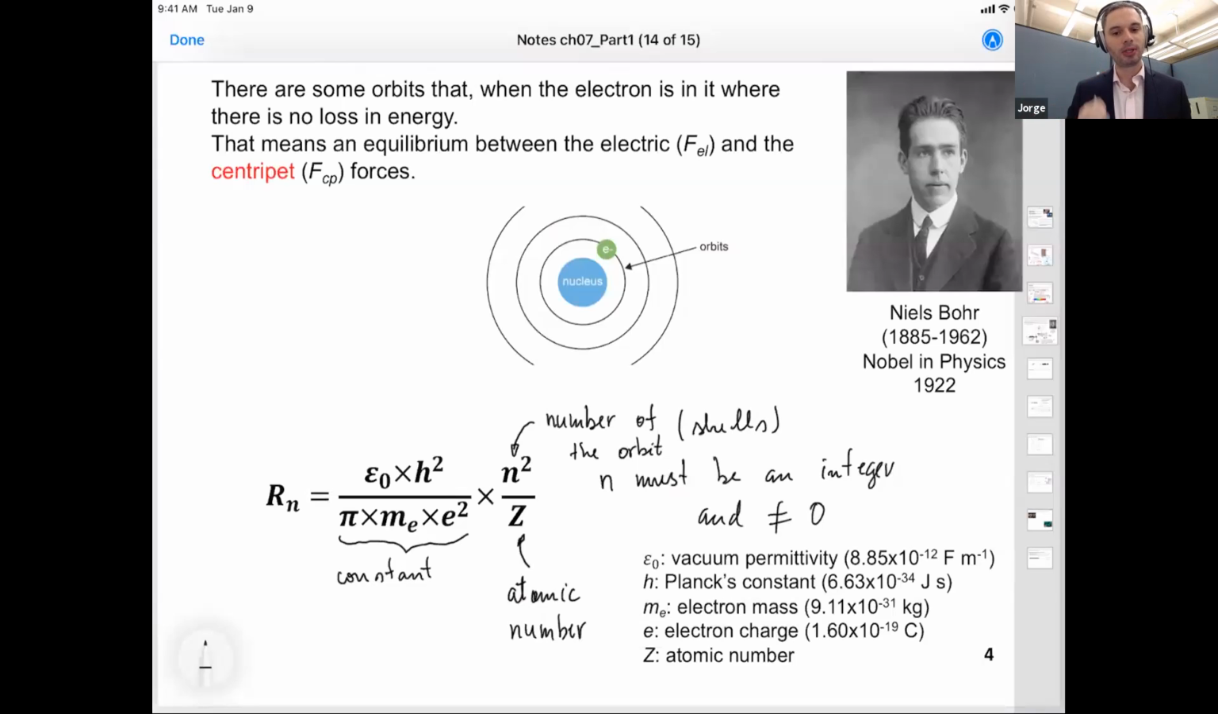So now let's think about the equation. What would happen with the radius of the orbit if we increase the number of the shell? The number of the shell is directly proportional to the radius, so increasing it will increase the radius. So higher shells, for example shells number two, three, and four, will be farther from the nucleus, while shell number one is the closest to the nucleus, the point where the electron can be closer to the nucleus without falling into it.